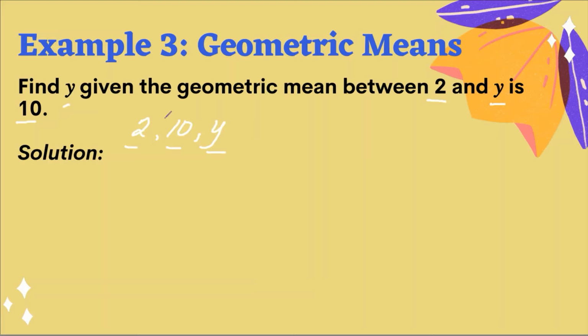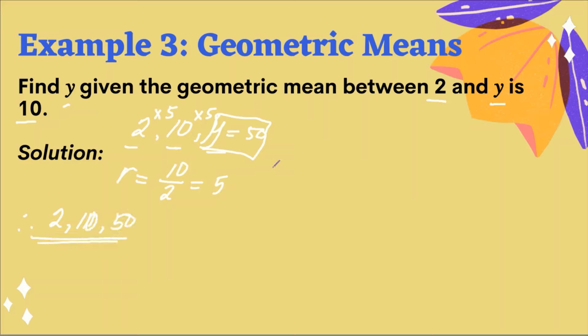And as you notice, since this is a geometric mean, we just multiplied it by 5. Using the formula for r, we have 10 divided by 2, or a sub 2 divided by a sub 1, which is 5. So 2 times 5 is 10, and then 10 times 5, we have 50. So therefore, y is 50. So the final geometric sequence here is 2, 10, and 50.